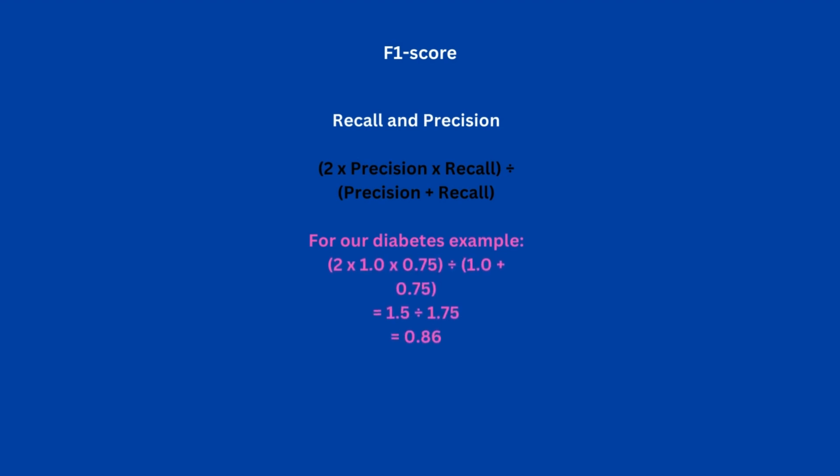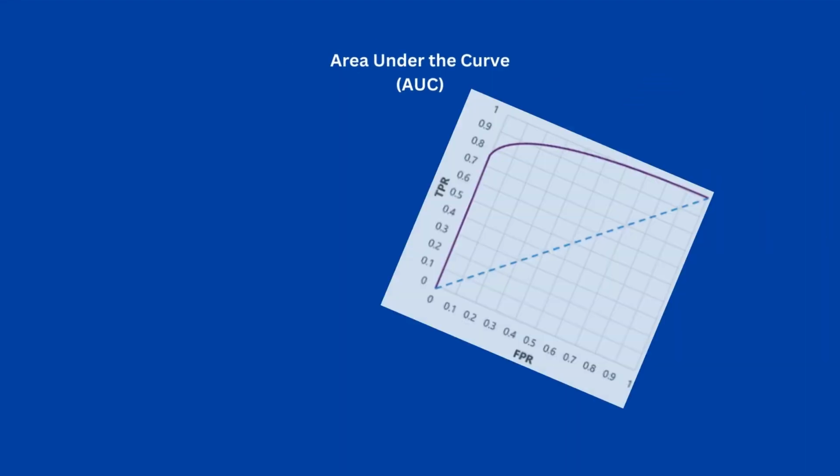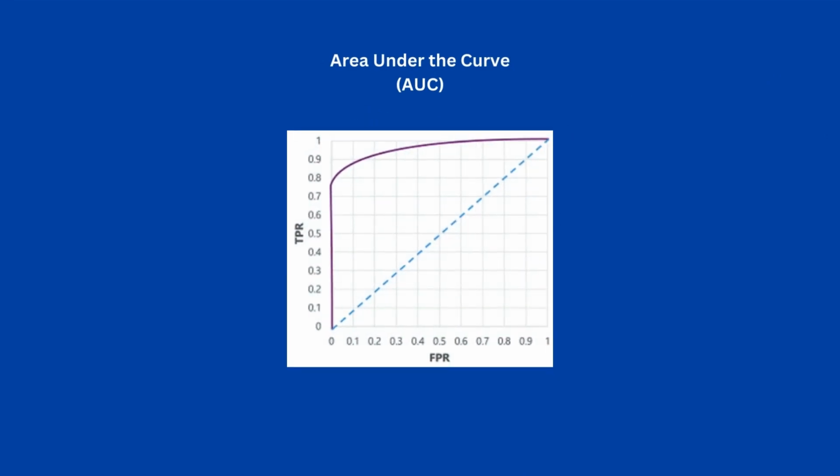Now, coming to the AUC or area under the curve. Here, we talk about two important metrics, that is true positive rate, also known as recall, and false positive rate, which is FPR. These two are used to evaluate the model, which plots the curve known as the ROC curve, receiver operator characteristic curve, which compares the TPR and FPR for all the values between 0 and 1.